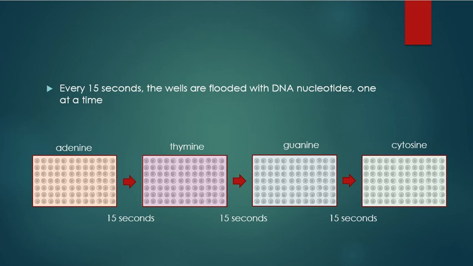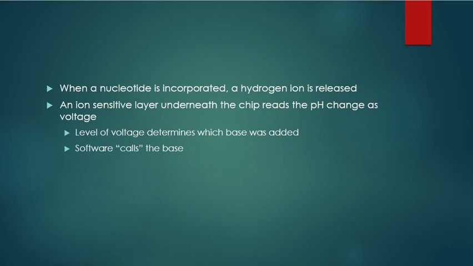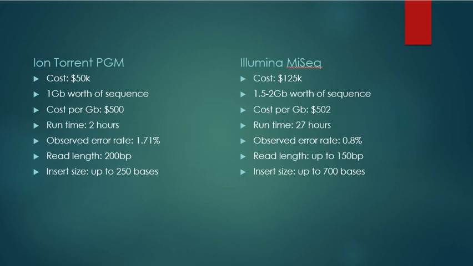Once the chip is loaded with the beads, the wells are flooded with DNA nucleotides one at a time, every 15 seconds as seen in the image. So you can see we start with adenine flooding the well for 15 seconds, then thymine, guanine, and cytosine. The cycle repeats itself until the DNA is fully sequenced. When a nucleotide is incorporated, a positive hydrogen ion is released. An ion-sensitive layer underneath the chip reads that pH change as a voltage. The level of voltage determines which base is added, and the software calls out that base.